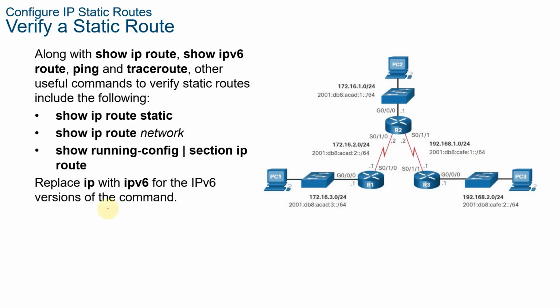Next, how do we verify a static route? Along with show ip route, show ipv6 route, ping, and traceroute, other useful commands to verify static routes include show ip route static, show ip route network, and show running-config pipe section ip route. For IPv6, we just need to replace ip with ipv6, and that will work the same.